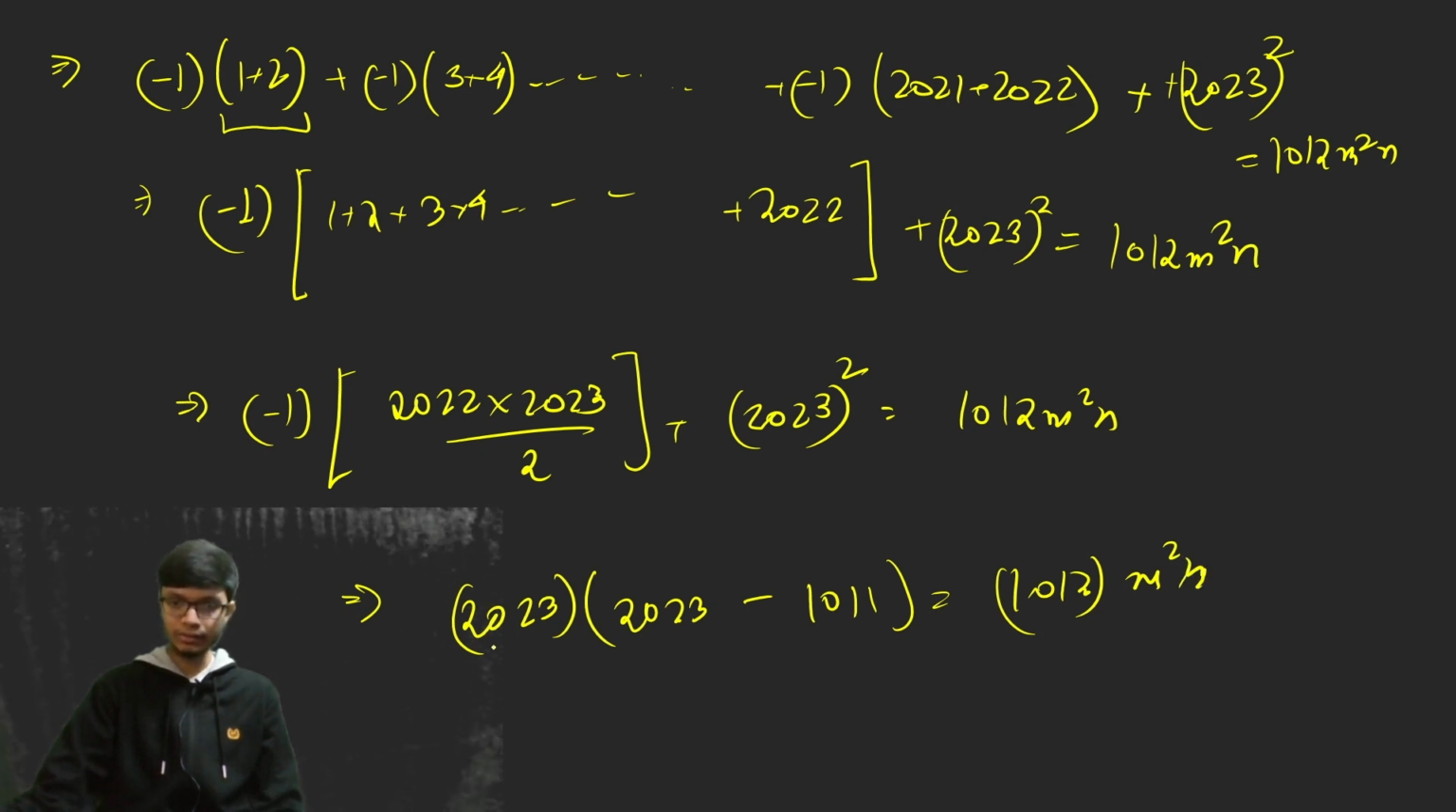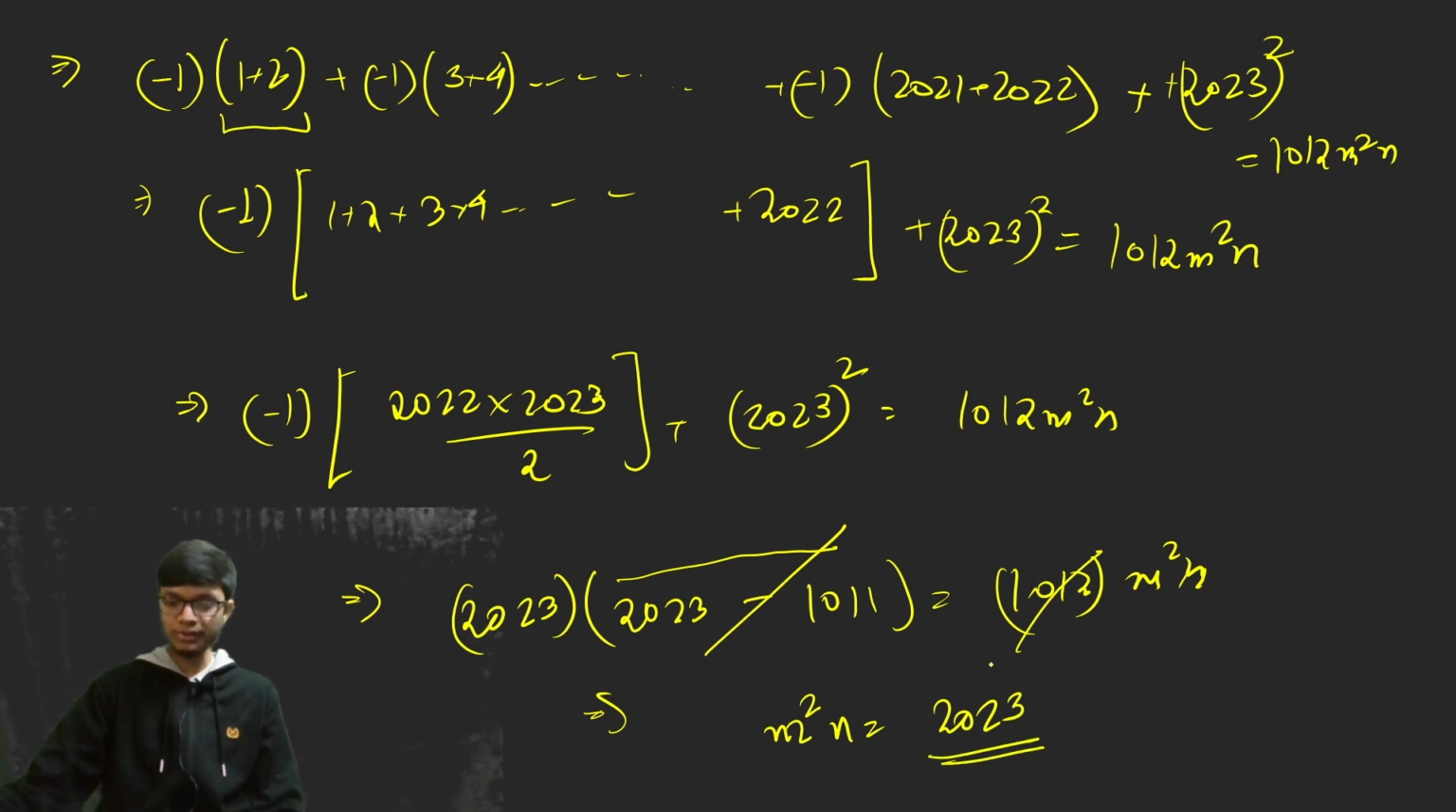If you calculate, the difference is 2023 minus 1011, which is equal to 1012, so this will get cancelled out with this particular term, and the result will be left as m square n is equal to 2023. Now you can factorize this 2023. You can see that 2023 is divisible by 7, and this can be factorized as 289 into 7. Now why did I do so, 289 into 7?